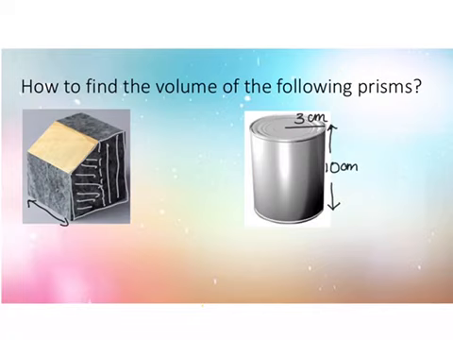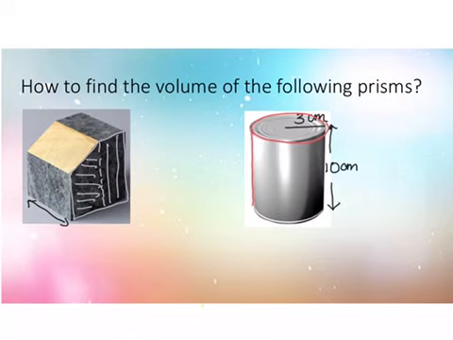Let's take a look at the second case. Now this is actually a can. Now where is the uniform cross-section? The shape of the uniform cross-section in this case is actually a circle. So if we are able to find the area of this cross-section, which is a circle, and multiply it with the length or the height of the can, we will be able to find the volume.